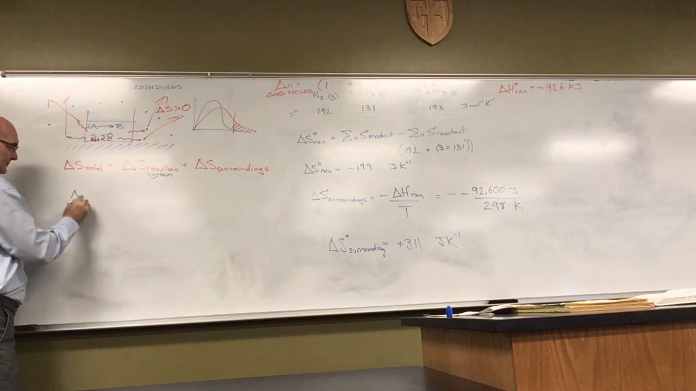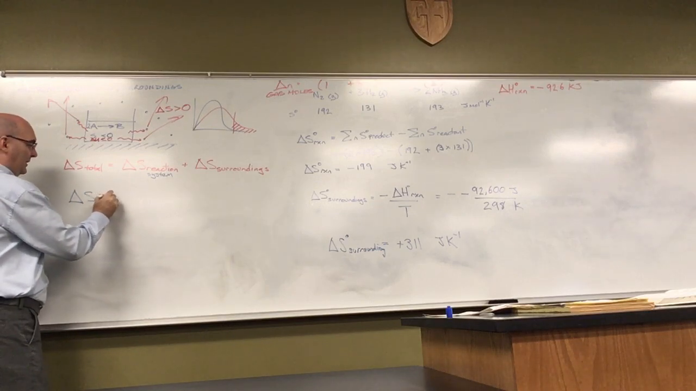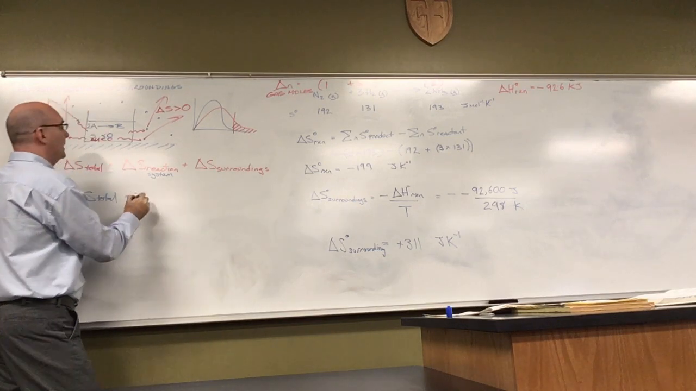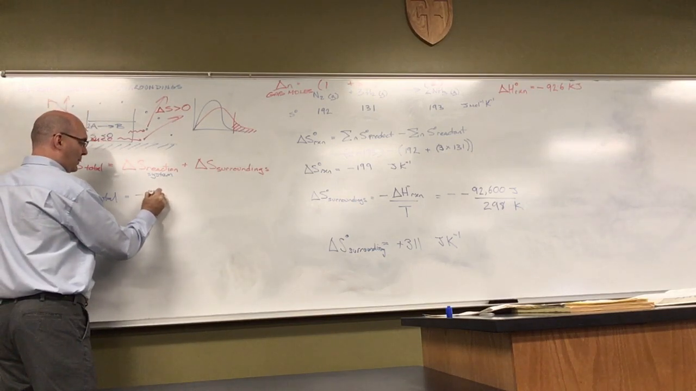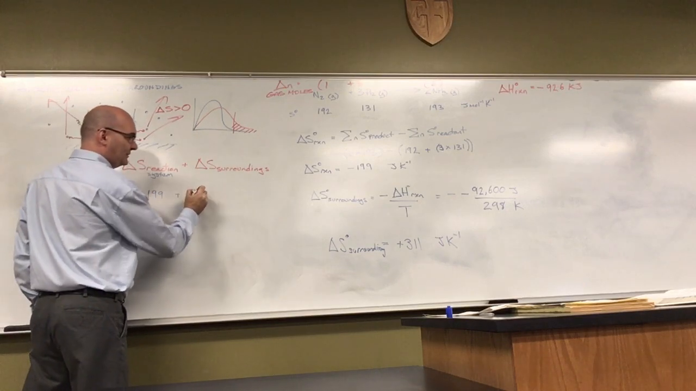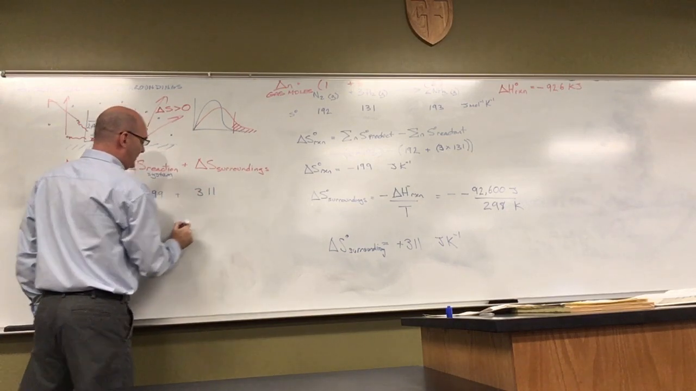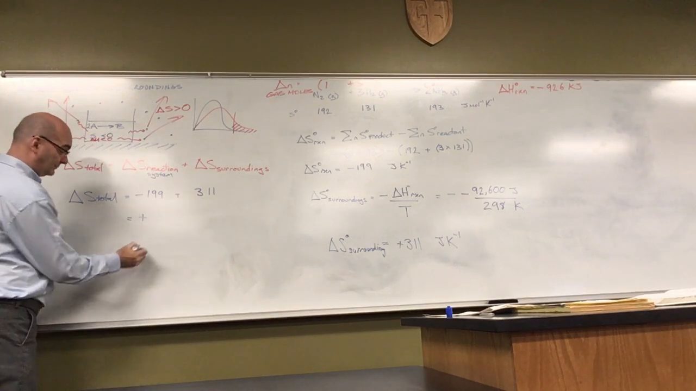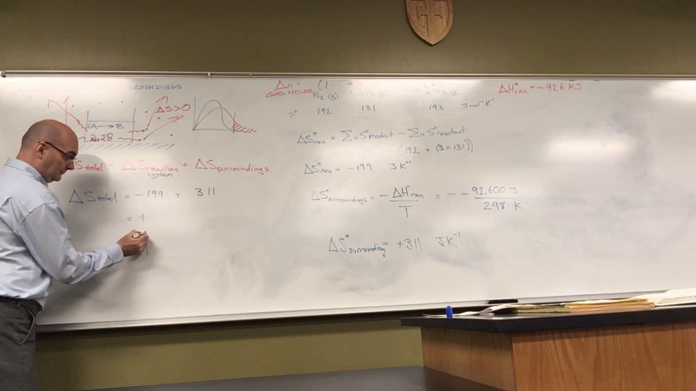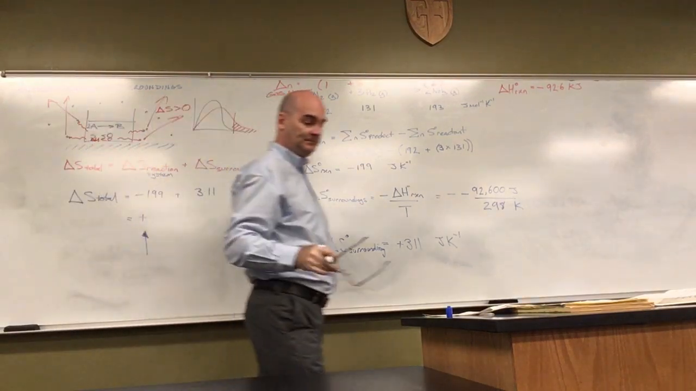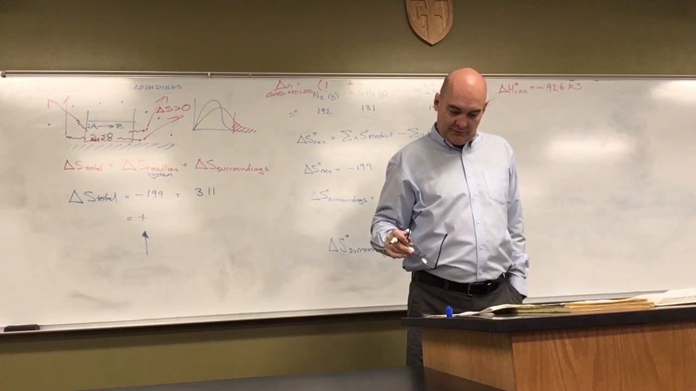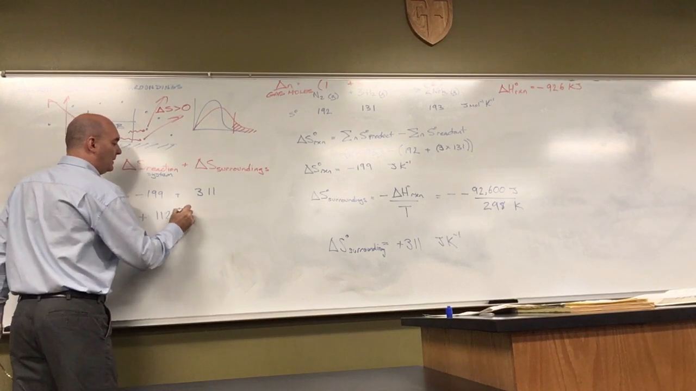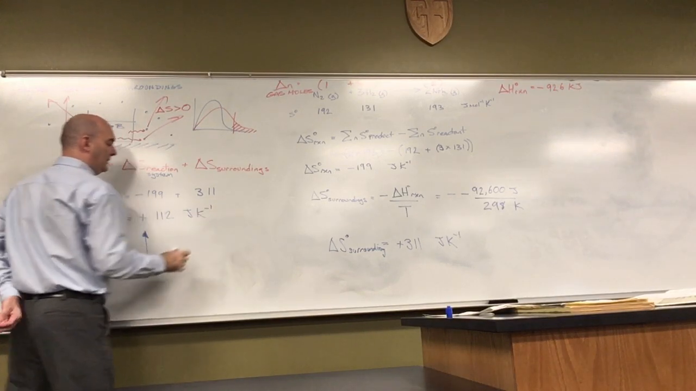Back to here, you can write this as a new line under yours. The total entropy change is my negative 199 plus 311 equals, that's a positive value. So 112. 112 joules per Kelvin.